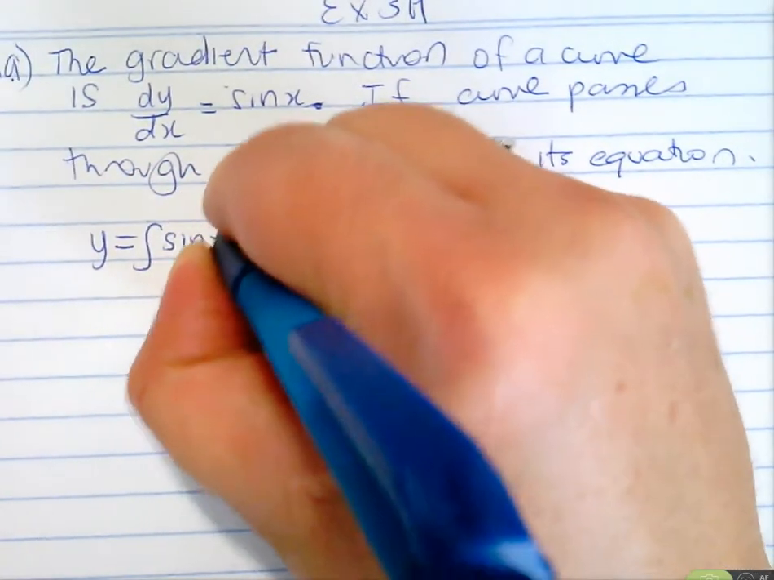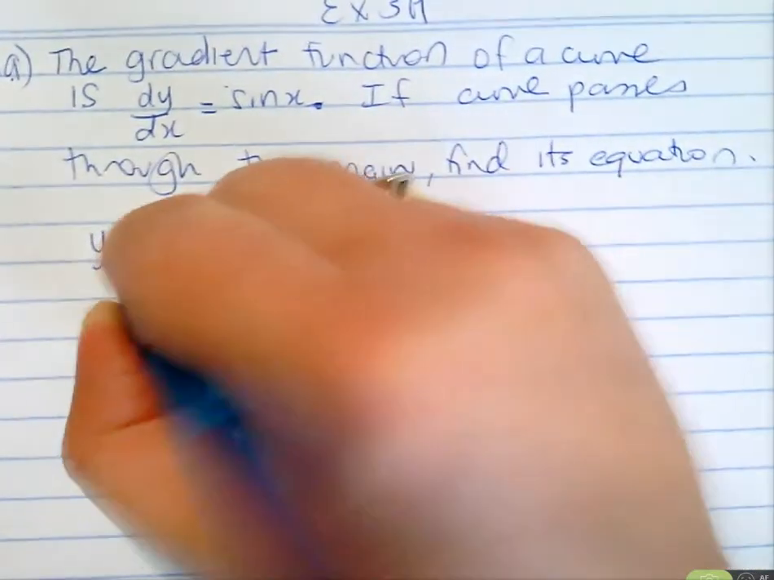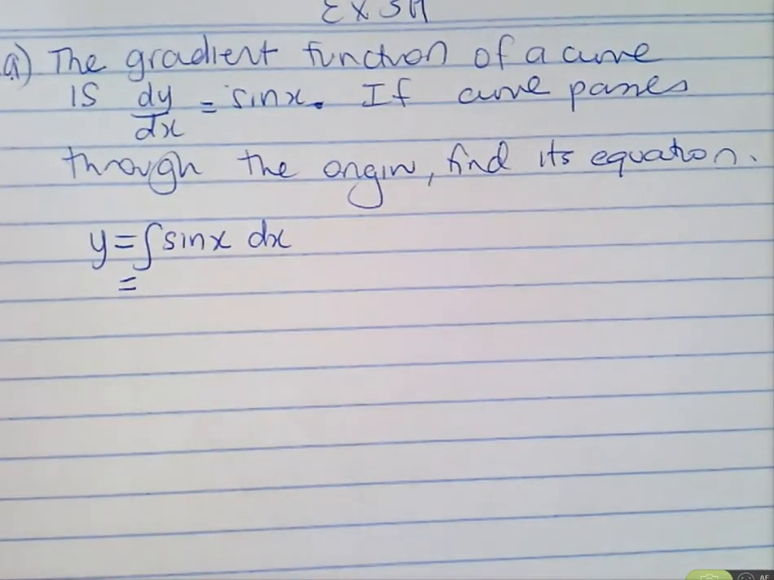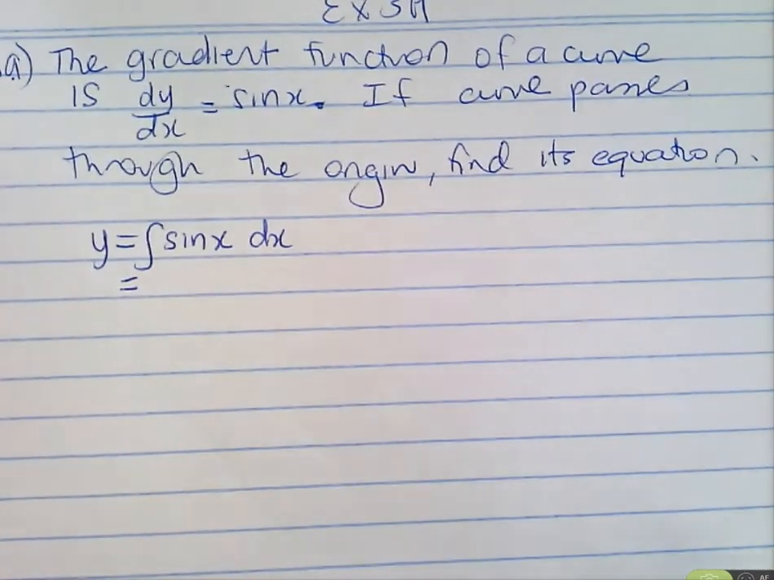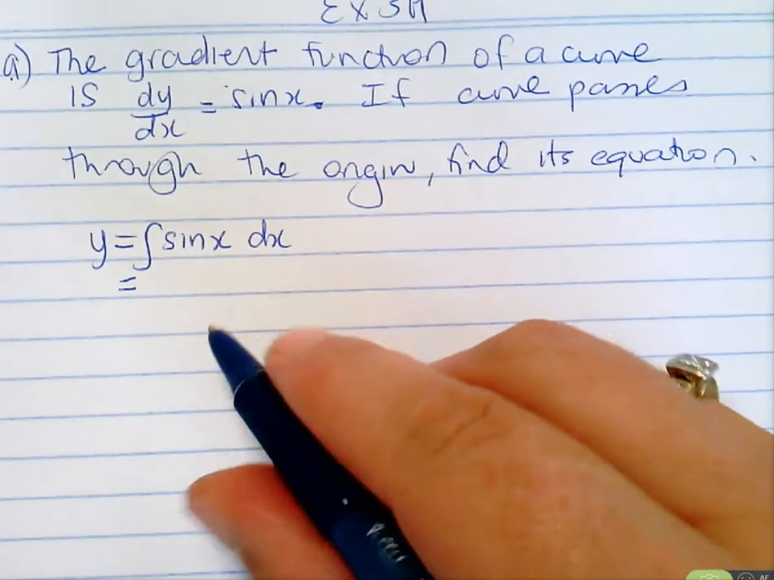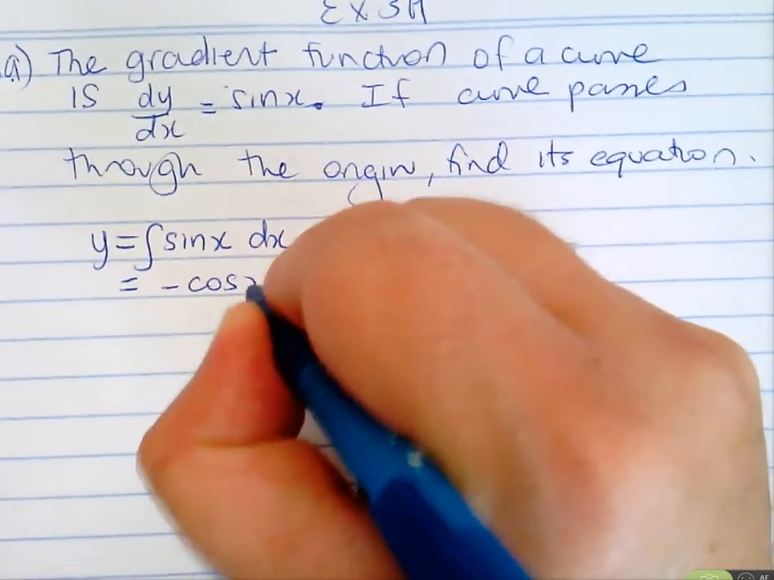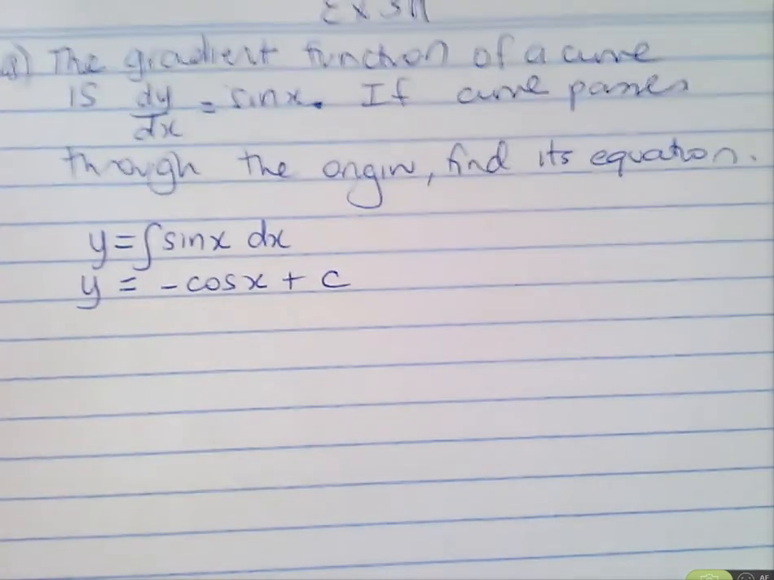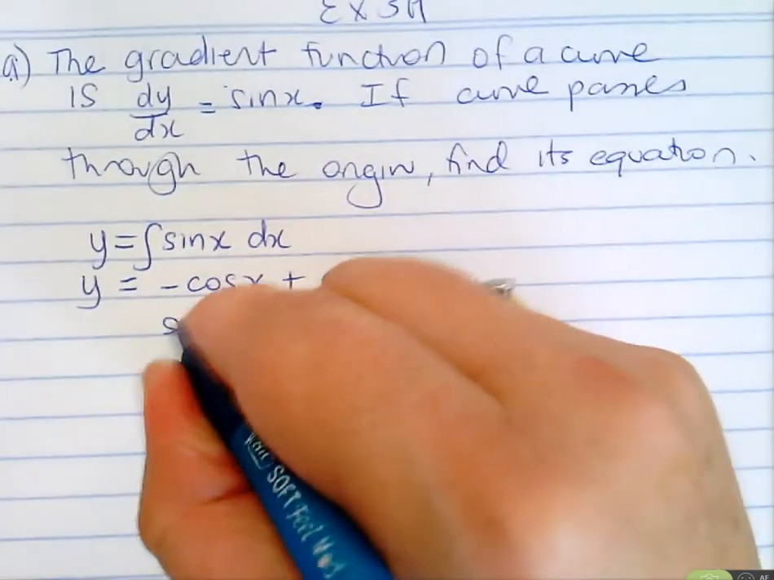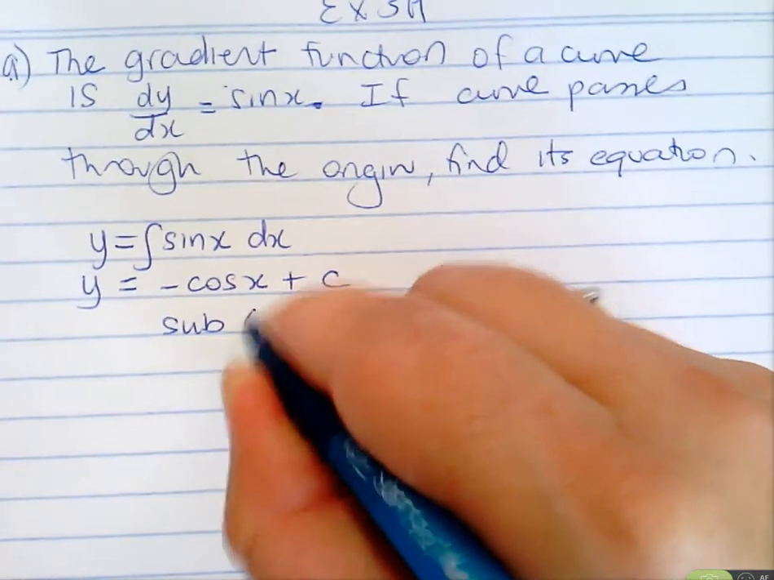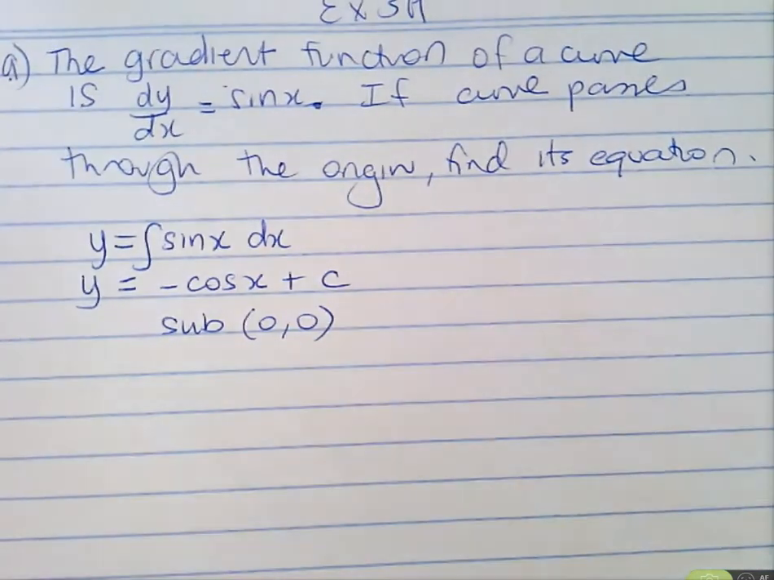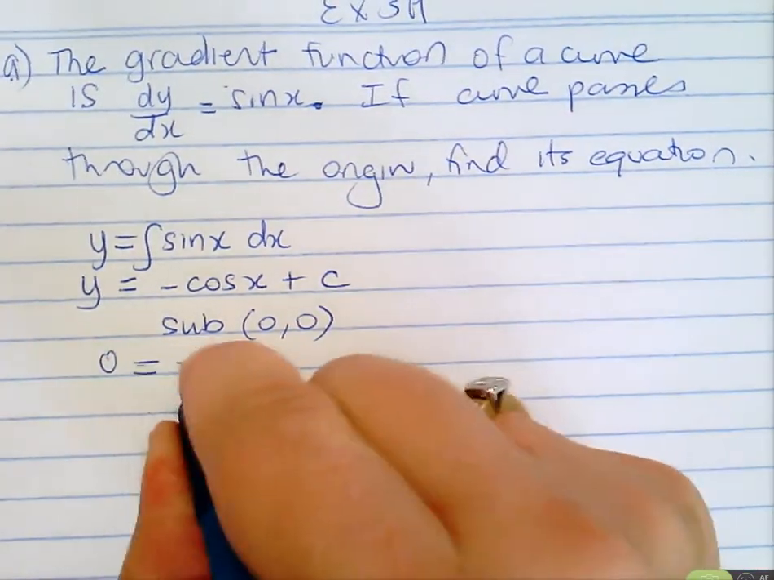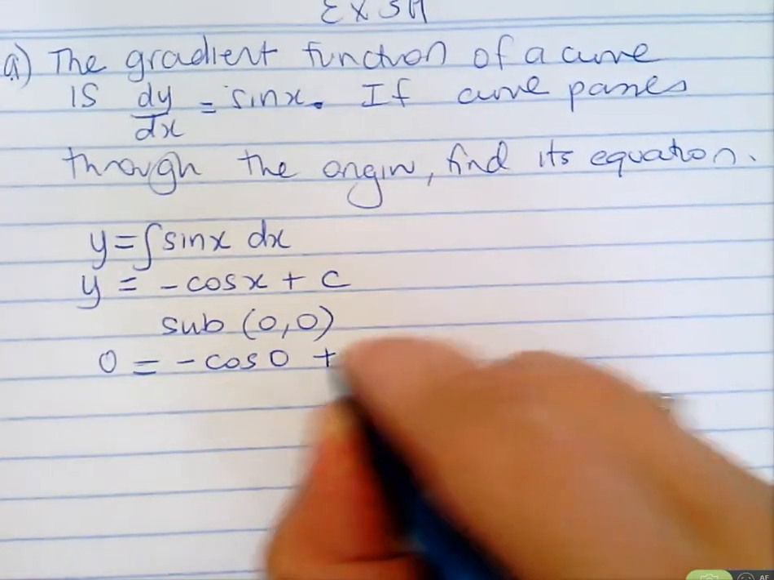Good. That's right. So the y function is the integral of sine x dx, which is, what? Integrate sine: negative cos x plus c. That's what y is. Now what do I do? Good. We're just working out what c is. Sub in the point (0, 0), which is x is 0, y is 0. We get 0 is negative cos 0 plus c.